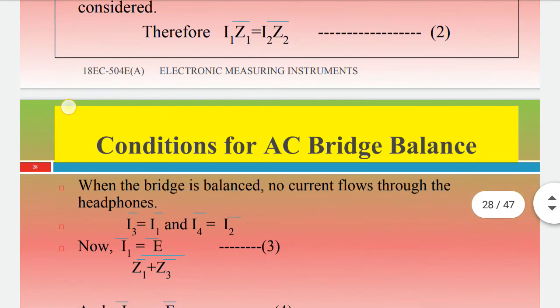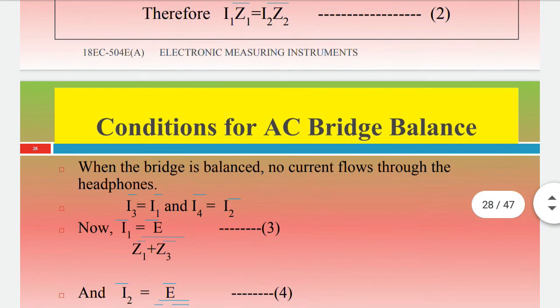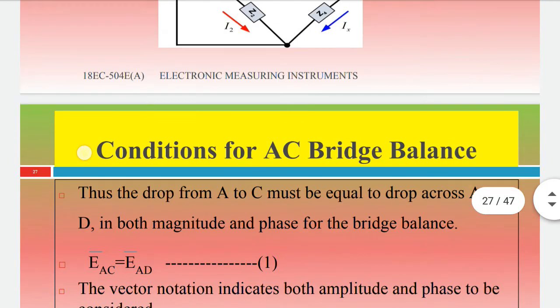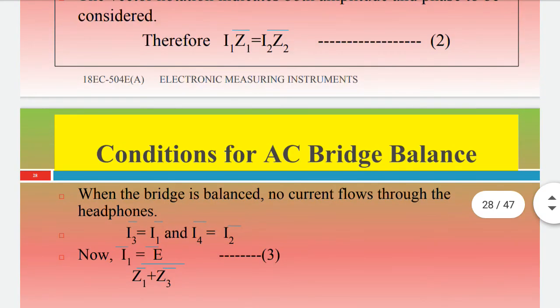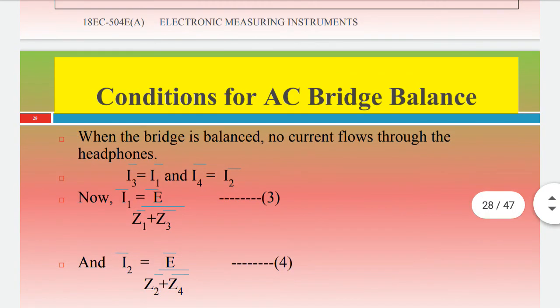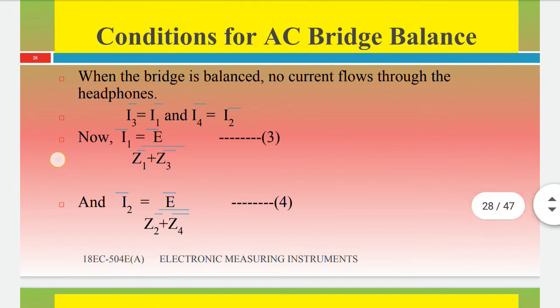When the bridge is balanced, no current flows through the headphones. Here we have connected the detector, that is, the headphones. So when no current flows through the headphones, the bridge is balanced. That means I1 equals I3 and I2 equals I4. Now the current through the impedance Z1 is I1 equal to E by Z1 plus Z3, and I2 equal to E by Z2 plus Z4.